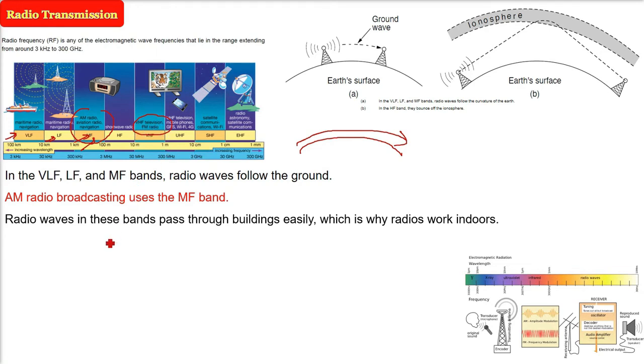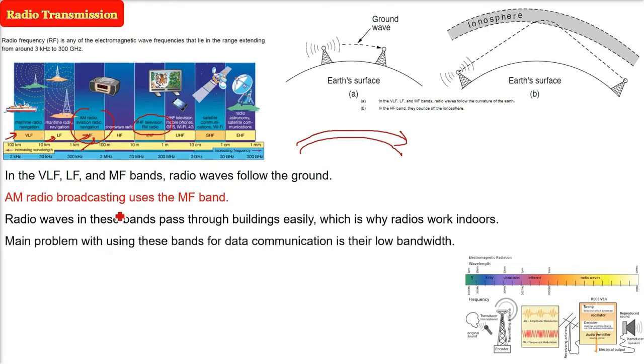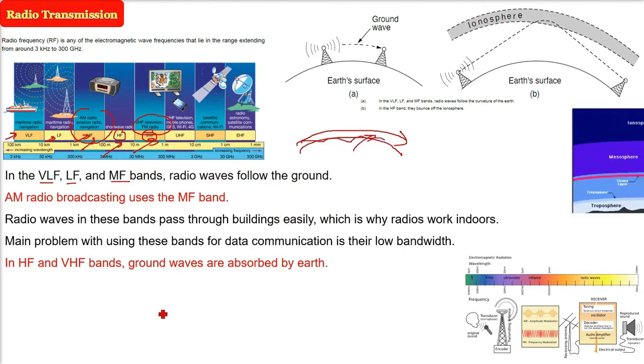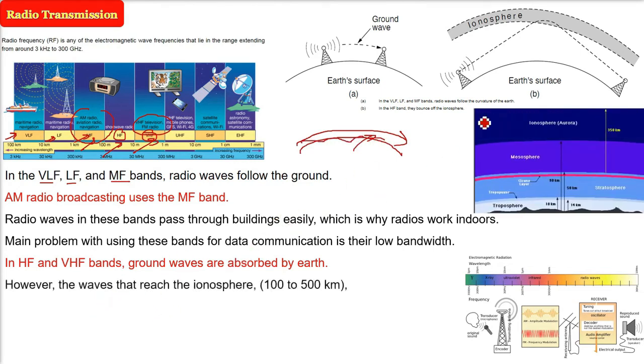Outdoors, indoors, both. But the problem is that these three bands we just talked about have low bandwidth for data communication. The bandwidth is very less. Bandwidth is nothing but the difference of the frequency. Now if you go above, to the HF and VHF bands, the ground waves are actually absorbed by the earth. As I told you, when the frequency increases, the wavelength decreases, and the waves are bound to be absorbed by earth. But there are certain waves that may reach the ionosphere.